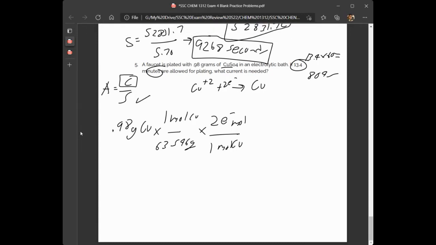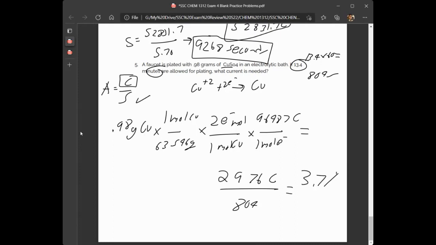Now, Faraday's constant relates 1 mole of electrons to 96487 coulombs. And so multiplying that together, you get 2976 coulombs over the 804 seconds. So when we do that, our math gives 3.7 amperes, and that is our answer.